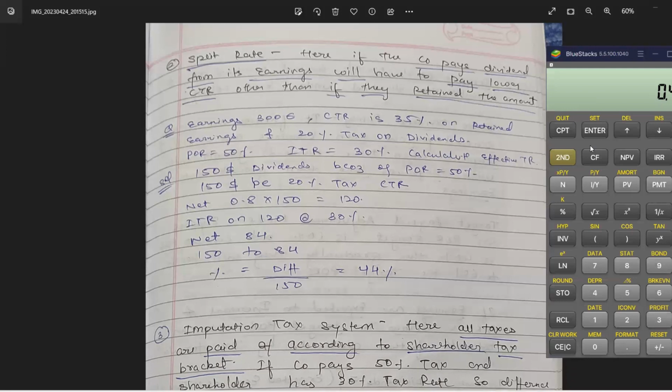So one tax will first be borne at the corporate tax rate, second is the individual tax rate. So here we won't consider the 150 that has been retained. So that calculation won't come into this sum.